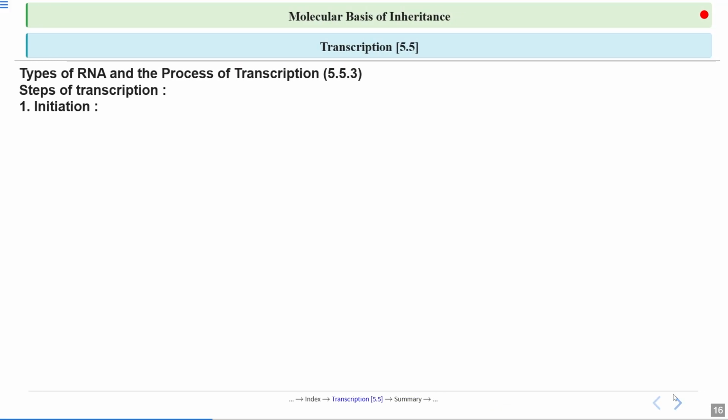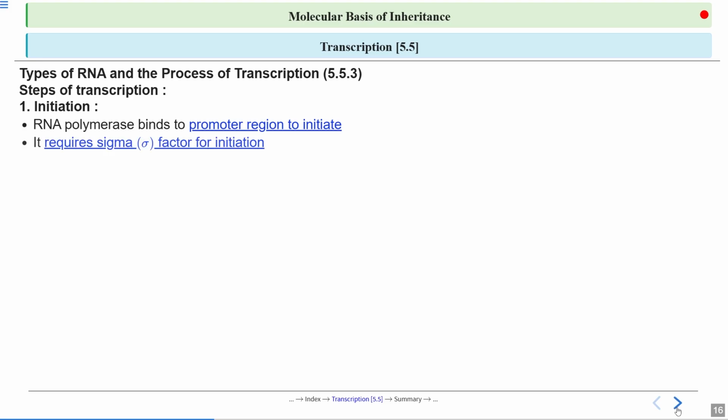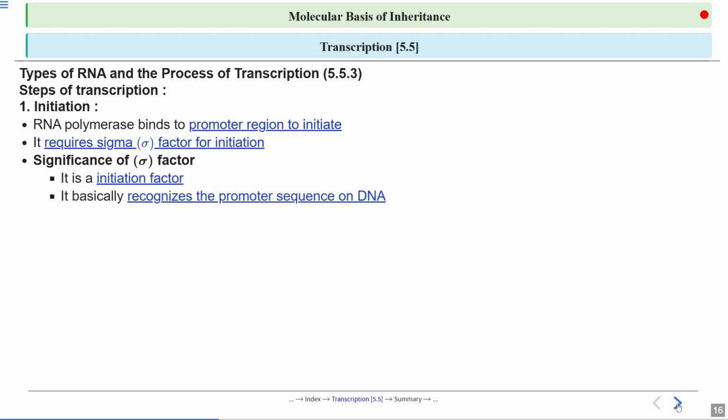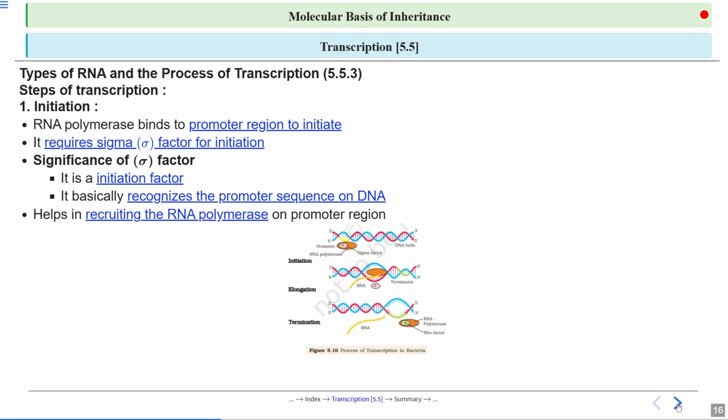Now if you talk about the steps of transcription, the first step is initiation. So what happens in this step? In initiation, RNA polymerase binds to the promoter region to initiate. It requires sigma factor for initiation. And what is the significance of sigma factor? It is an initiation factor. It basically recognizes the promoter sequence on the DNA and helps in recruiting the RNA polymerase on the promoter region.